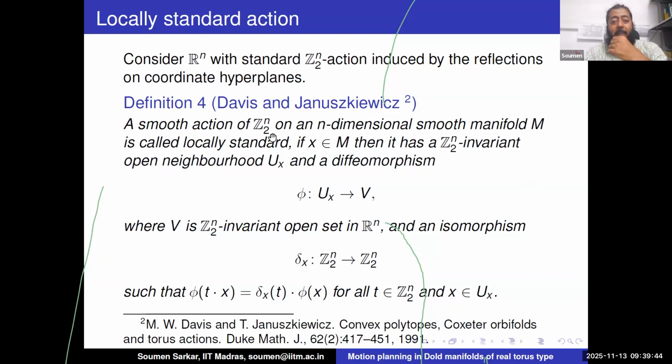What they considered is: if we have an n-dimensional manifold that locally looks like R^n, what if we consider the local structure with some group structure, something which preserves the group structure? If we take a point x, it should have a neighborhood U_x which is equivariantly homeomorphic to a neighborhood V in R^n. In R^n we know how the equivariant open sets should look. That is called a locally standard action.